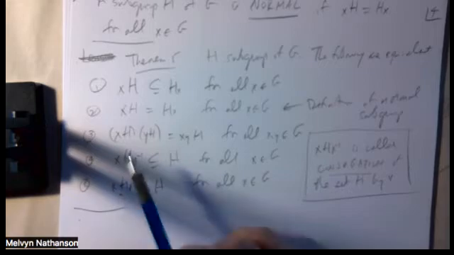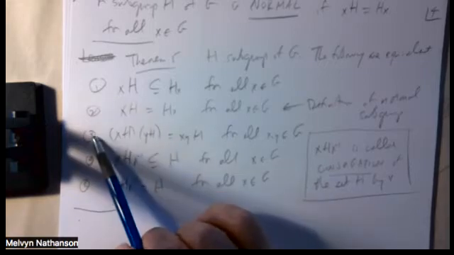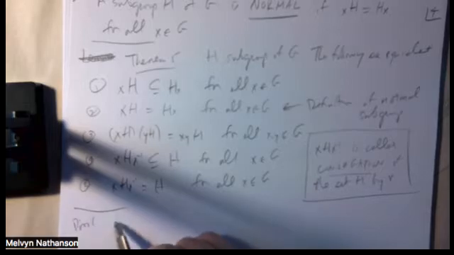So how do we prove these statements? We actually have to prove 5 things. We have to show 1 implies 2, 2 implies 3, 3 implies 4, 4 implies 5, 5 goes back and implies 1, or some variation of those things. So, proof.